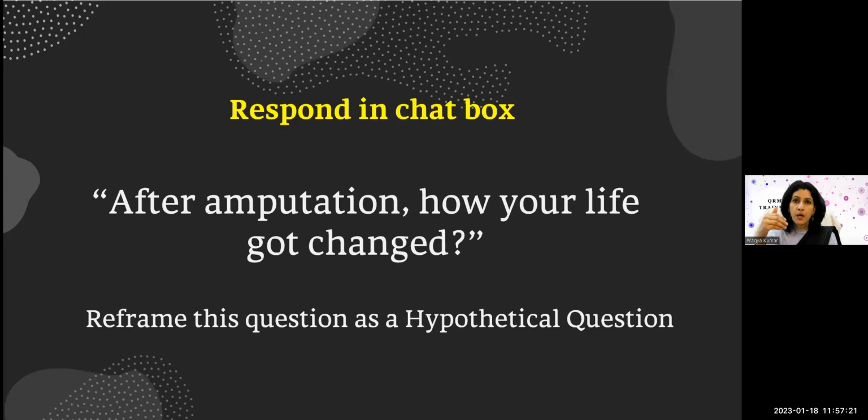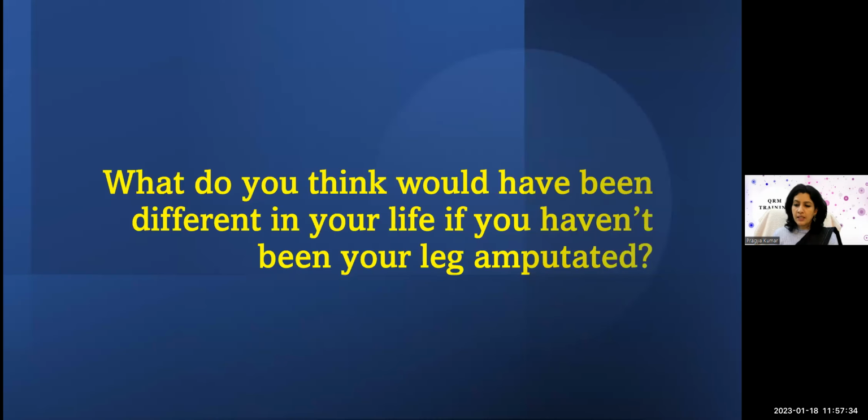Hypothetical means you ask the person to imagine themselves in the opposite situation. So if your leg had been amputated, how do you think your life would have changed? Maybe the hypothetical question would be, what do you think would have been different in your life if your leg had not been amputated? This is one hypothetical situation. You give the opposite of that. Yes, so Sundar, if your leg had not been amputated, do you think you would have been happier?